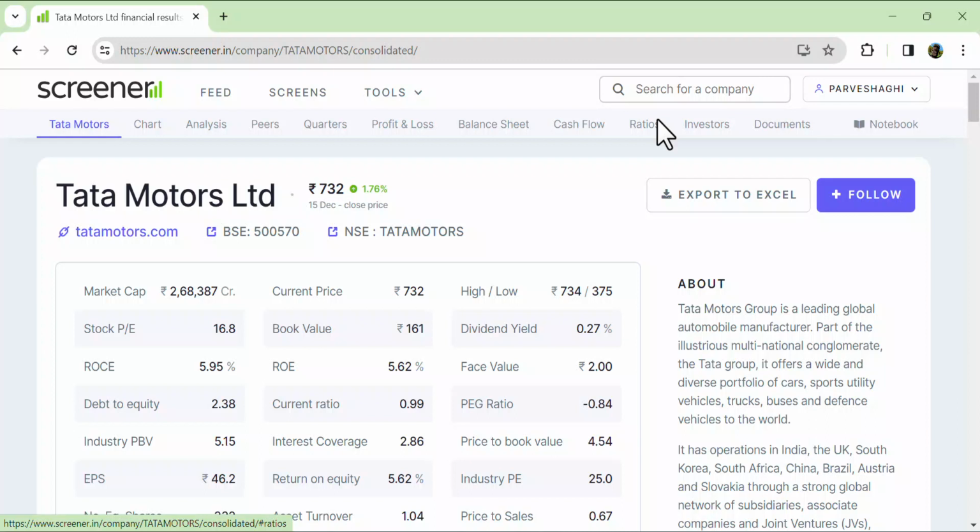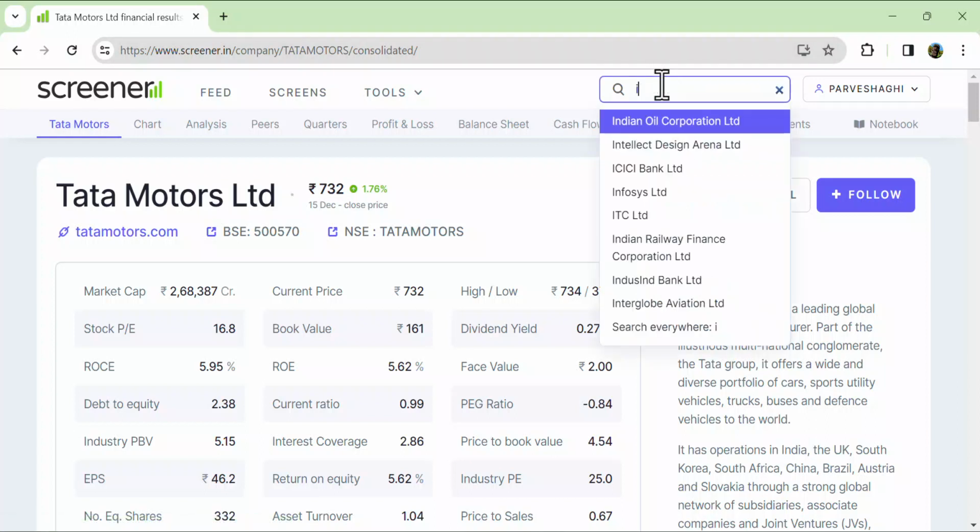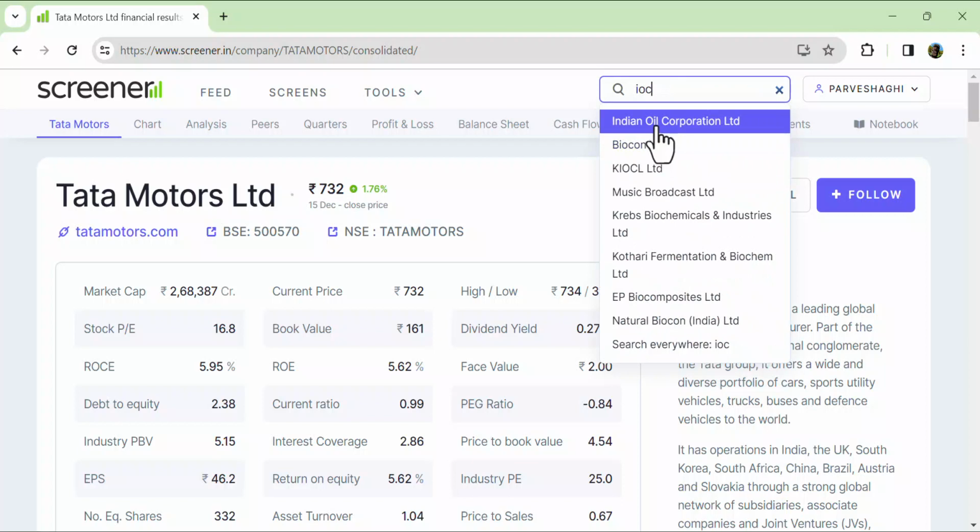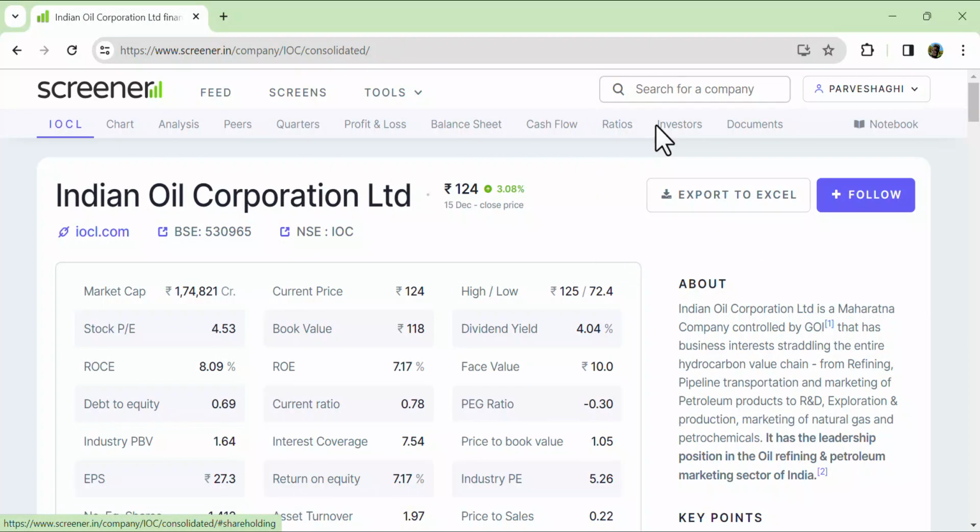Let's look at a company like Indian Oil Corporation, which basically can't sell its petrol at whatever price it wants. It's all government control. The P ratio is just 4.53.